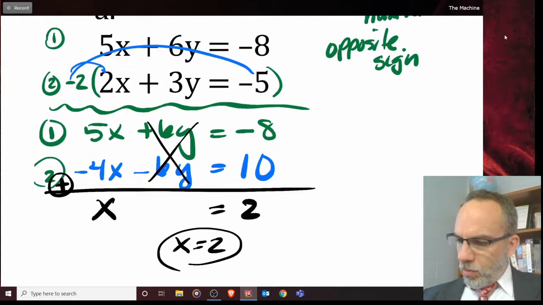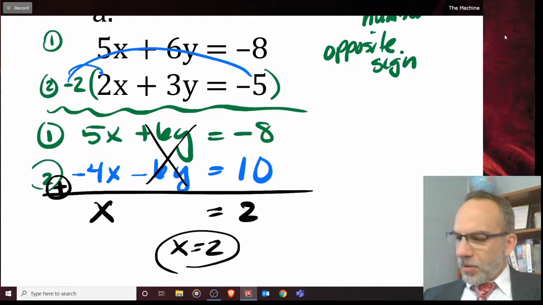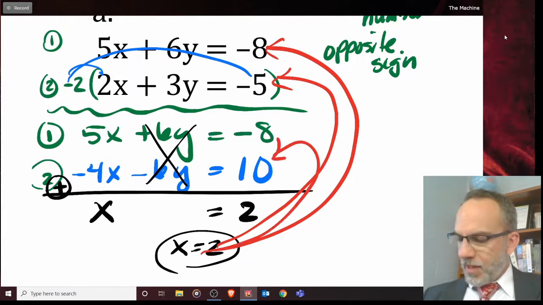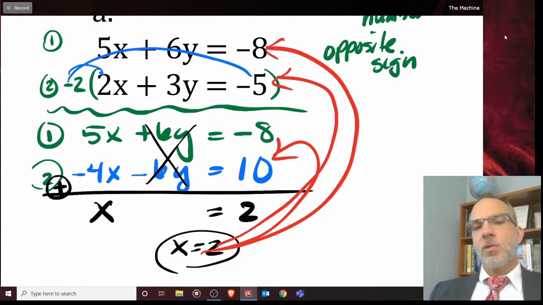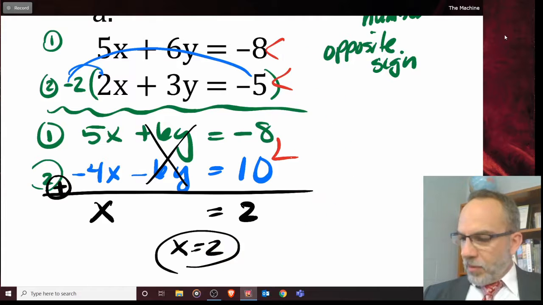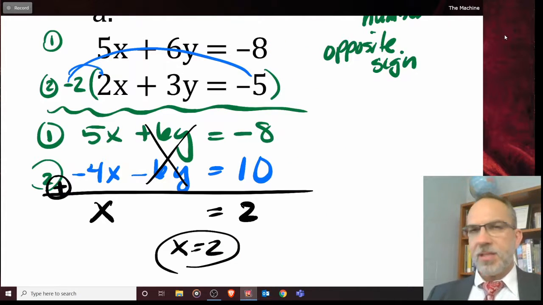Now, how do you find the y value? You can take the x is equal to 2, and you can plug it into the first equation. You could plug it into the second equation. You could even plug it into the modified second equation. Any of those will work. Why is that? Side note, the first rule of thought, the first rule of logic, if you want to call it that, is that whatever something is, it is.